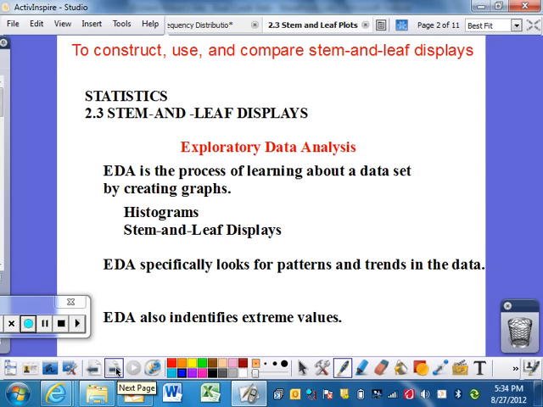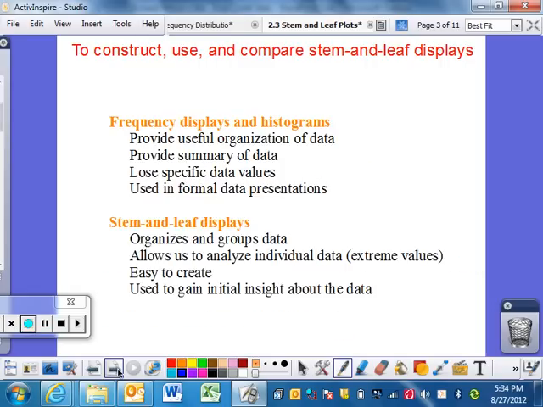Okay, so basically what are stem and leaf displays kind of used for? Exploratory data analysis. We talked about histograms. Stem and leaf displays are another way of showing data in a graphical representation and have all the data in there. It looks for patterns and trends in things, and then we also can identify extreme values easily with a stem and leaf plot. So that's kind of the idea behind them.